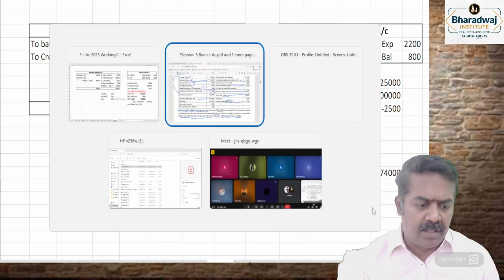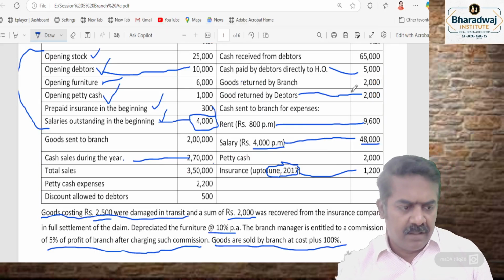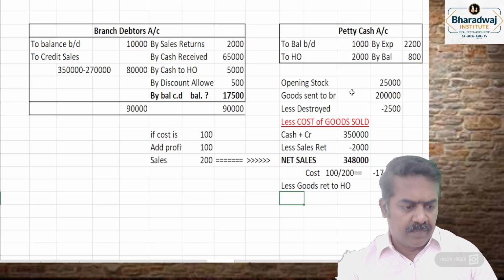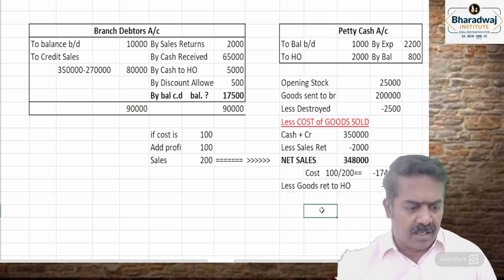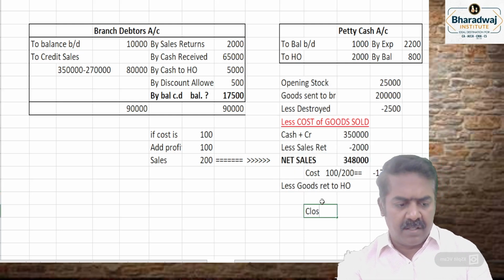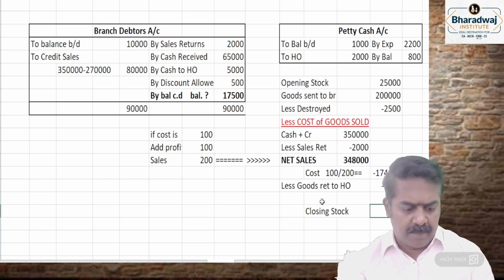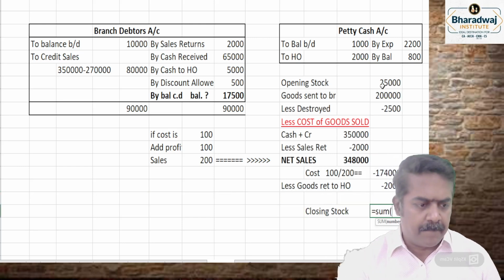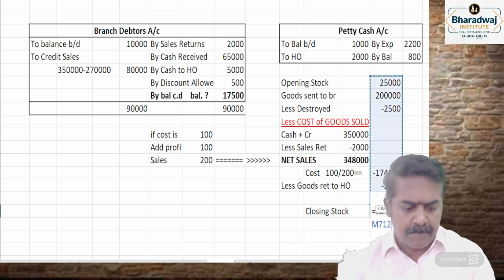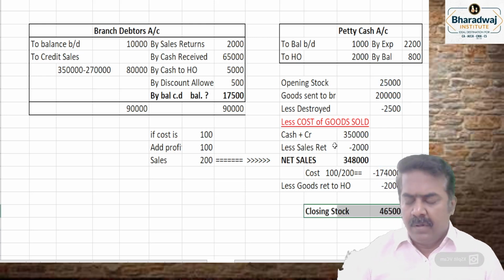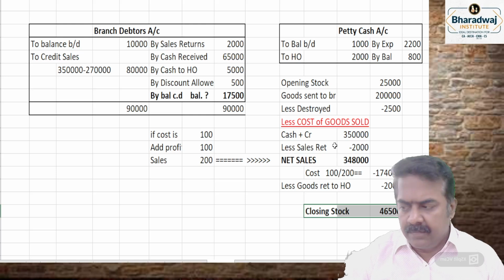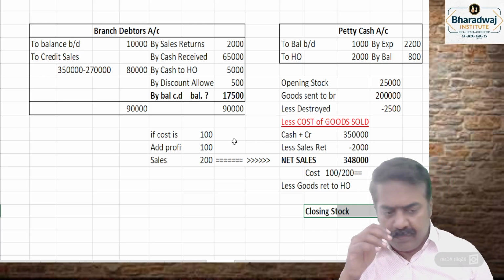How much of goods are returned by branch to head office? 2,000. This is like inflow to the branch minus reduction in the stock, which will give us closing stock at cost. What is the closing stock? 46,500.